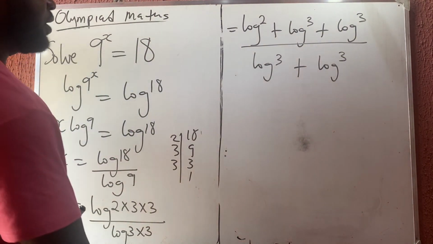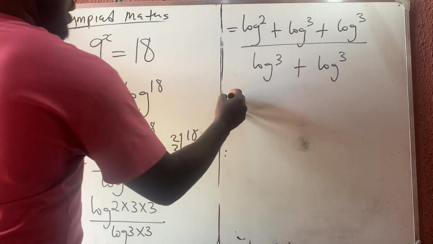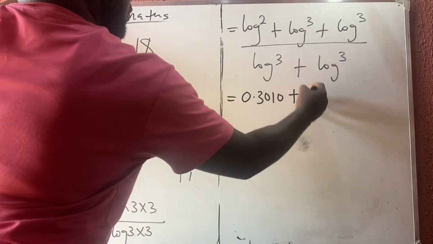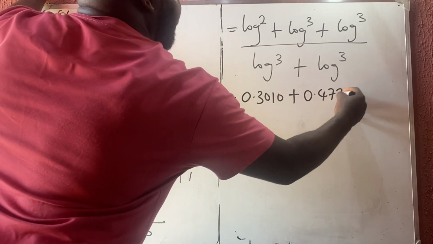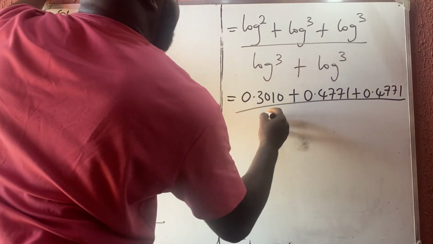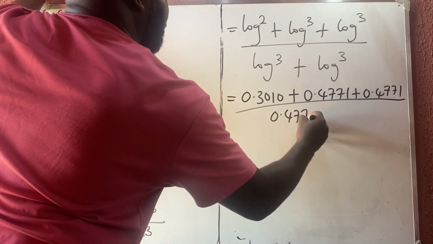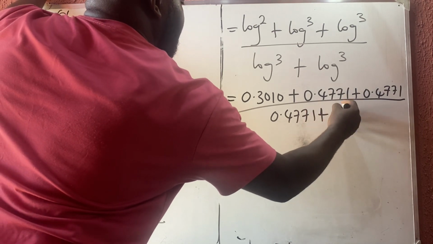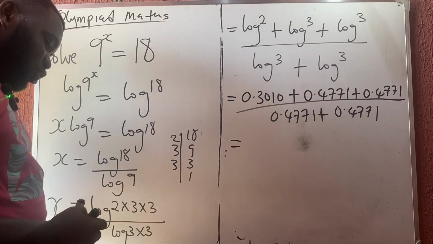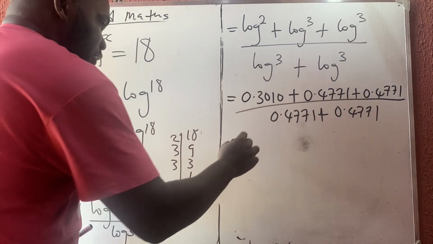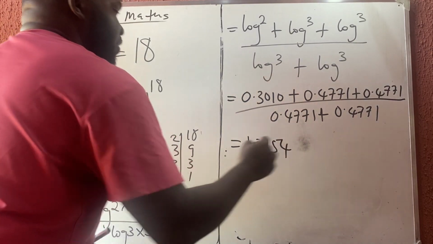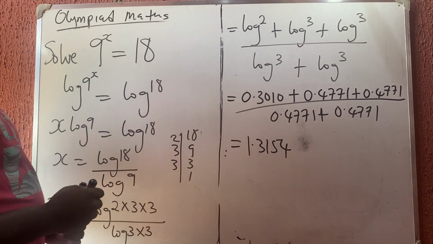Okay? Now, we know log 2 now. Log 2 is normal. That is 0.3010 plus 0.4771 plus another 0.4771, divided by 0.4771 plus another 0.4771. So if you add the numerator, you add the denominator, and then you divide, you'll be having 1.3154 approximately for everything. So you see, this is very simple.